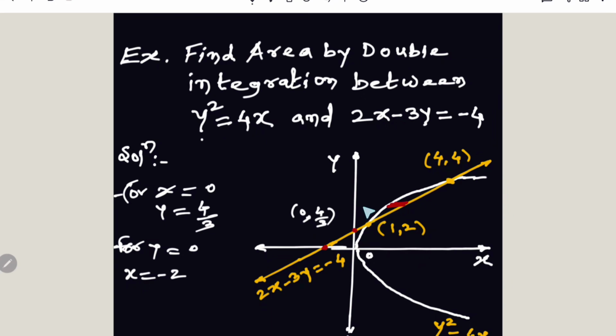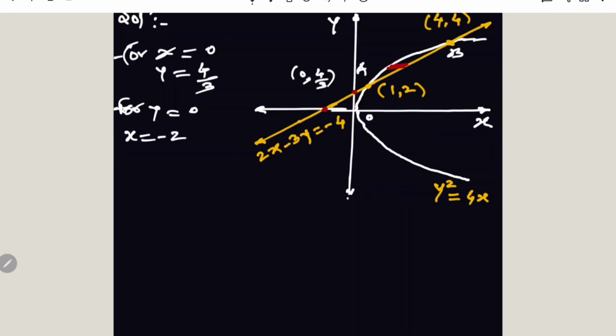Suppose we call this point A and this point B, this straight line, and then from this point to this point on the parabola. Therefore, we require this point of intersection, and this region is called the feasible region or the region of integration. And to obtain the limits, we have to obtain the point of intersection of the two curves.